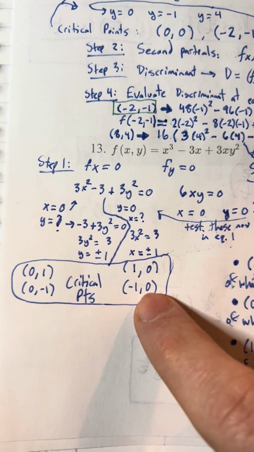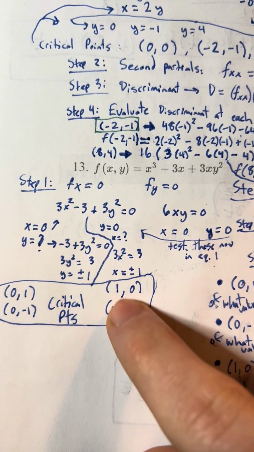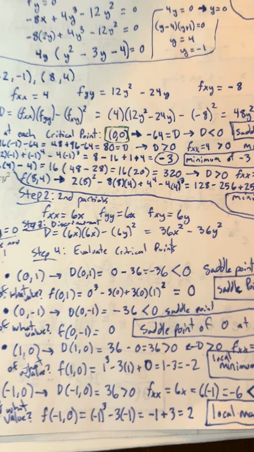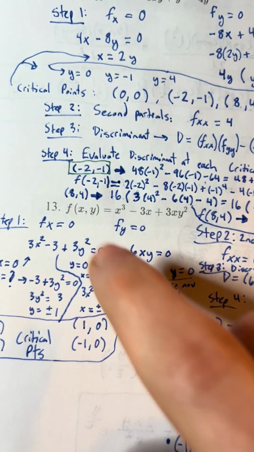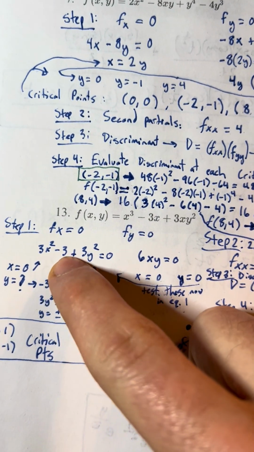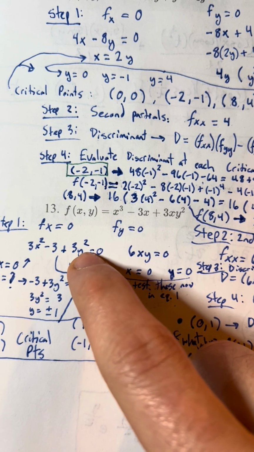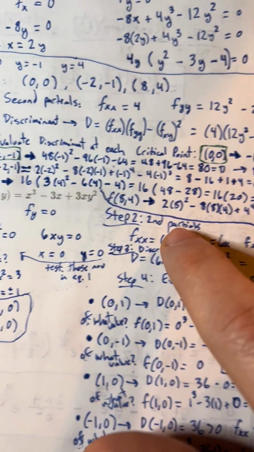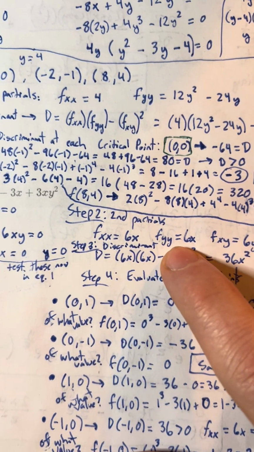So now you have your critical points, and you have done that just through the first partial derivatives. That was all step 1. Step 2 is doing the second partial derivatives. So you just do what you had here, 3x squared minus 3 plus 3y squared. You take the second partial derivative with respect to x, so you just look with respect to x here. So that would be 6x. 3x squared is the only one, so you get 6x for fxx.